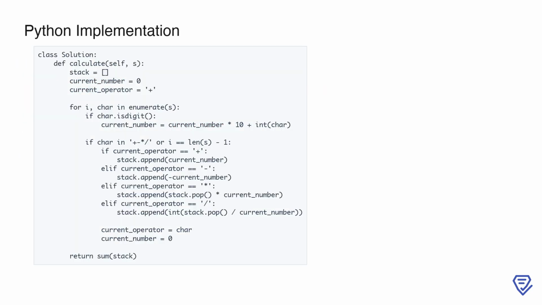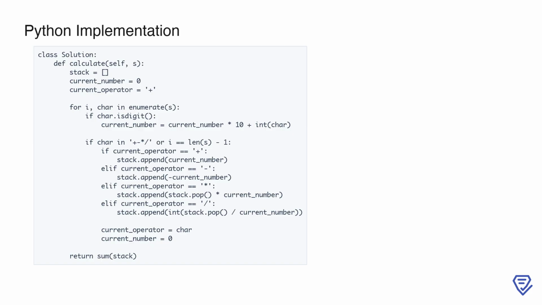This solution evaluates a string mathematical expression containing integers and the operators plus, dash, asterisk, and forward slash. The algorithm relies on a stack to handle operator precedence and evaluate the expression in a single pass. Step-by-step explanation. 1. Initialization. A stack is used to store intermediate results. current_number accumulates multi-digit numbers from the string. current_operator tracks the last encountered operator, starting with plus as the default.